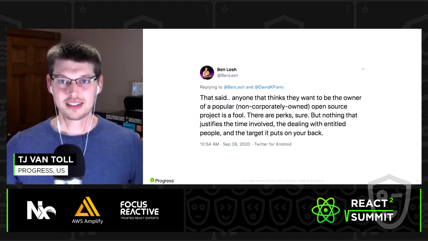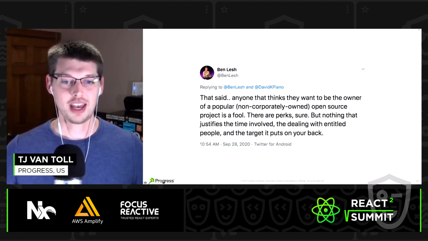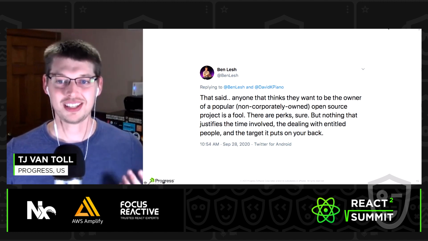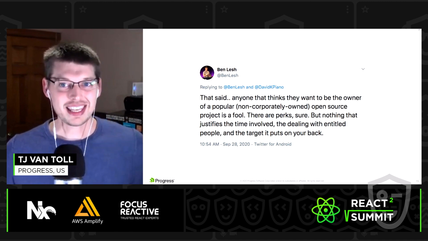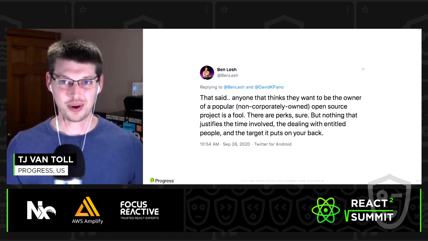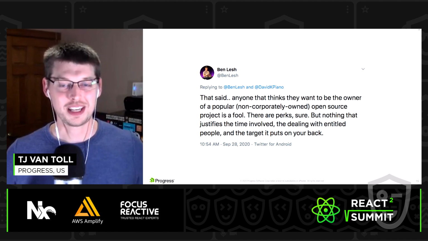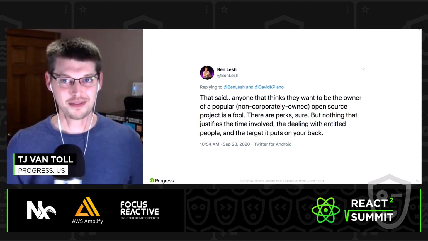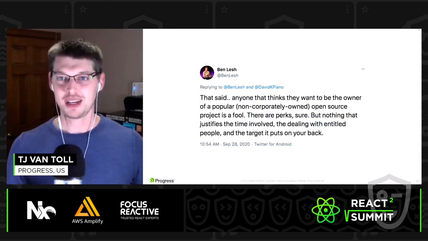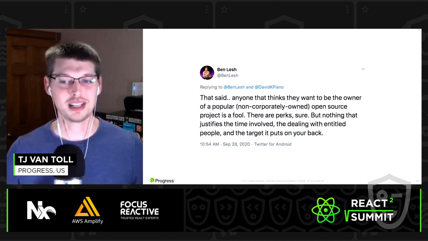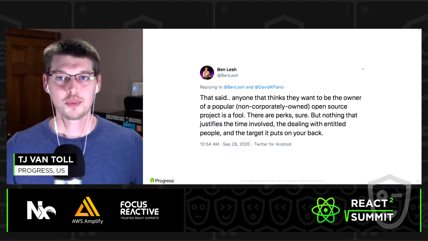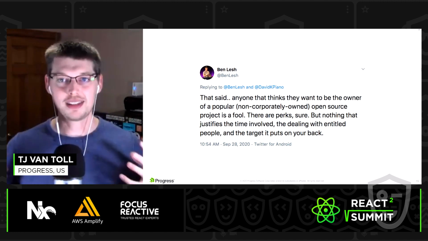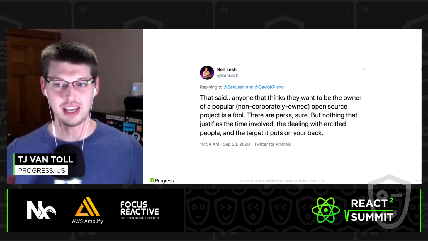But rather, as Ben Lesh, who's the author of RxJS, said, anyone that thinks they want to be the owner of a popular open source project is a fool, which is something I can commiserate with from my time on jQuery. I got a lot of benefit out of working on the jQuery project, but I also had to deal with some of the worst on the internet from people that wanted to know why their date picker didn't work in their super complex application. When you pay for software, you have a direct financial relationship that isn't so dependent on the author's goodwill and motivation.